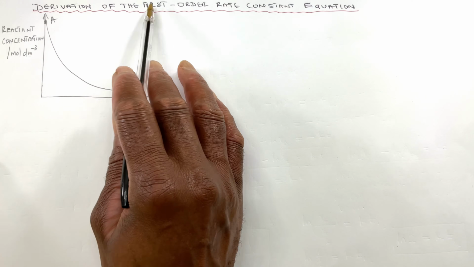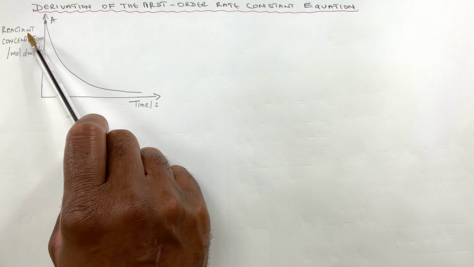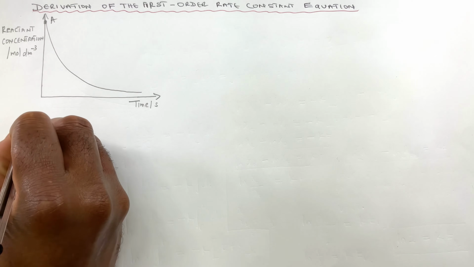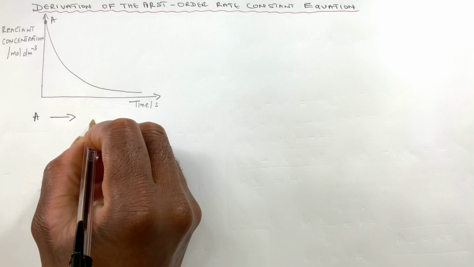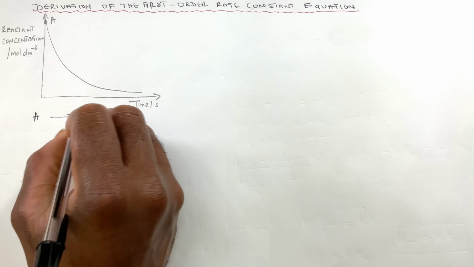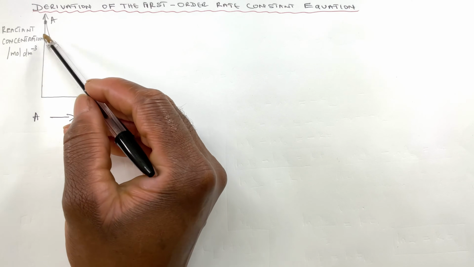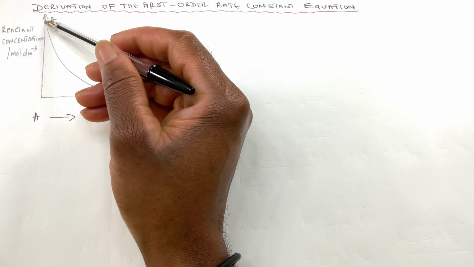Derivation of the first order rate constant equation. If we have a reactant A, and then it disintegrates or reacts to form product B, it shows that in the beginning we have A as a reactant.